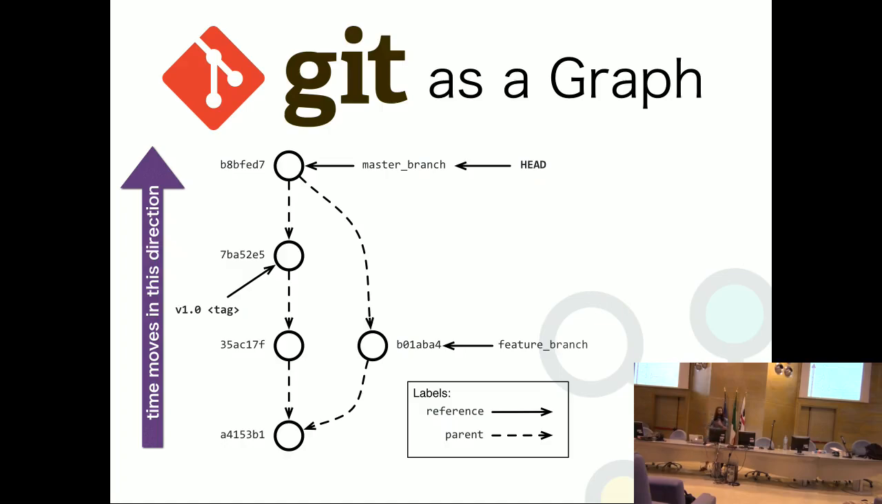And then there is a third kind of reference that is called head. There are probably many other ones, but I don't want to go into them. Head is really important to understand. Head means where you are working right now. So you are working on the master branch in here, and the master branch is on the commit B8, BF something.